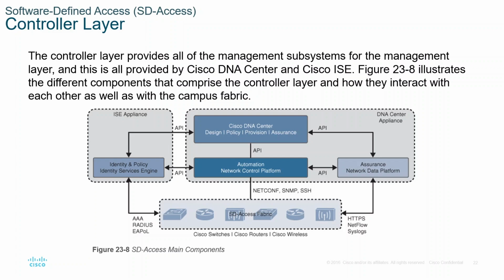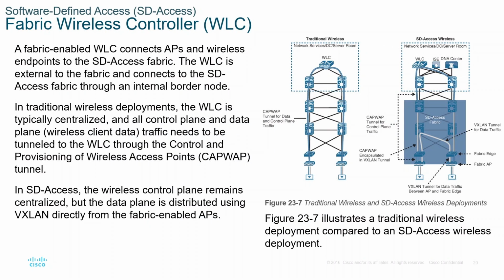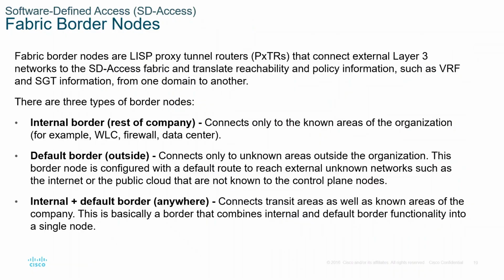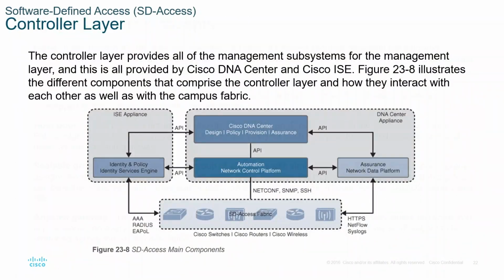Cisco ISE appliances. What is an ISE? You have the Identity Services Engine, identity and policy, AAA. The control provides all the subsystems for the management. Cisco DNA, API, network automation, same thing. What it's saying is just how AAA works.